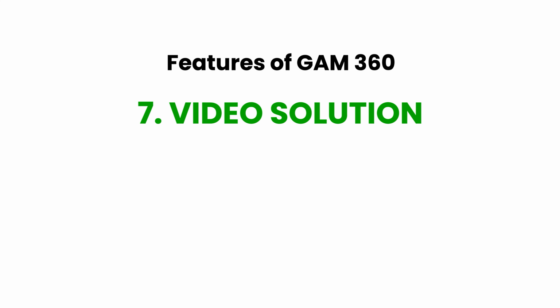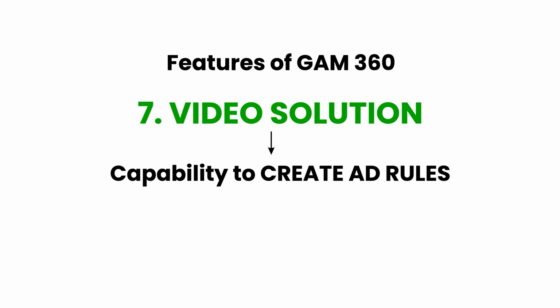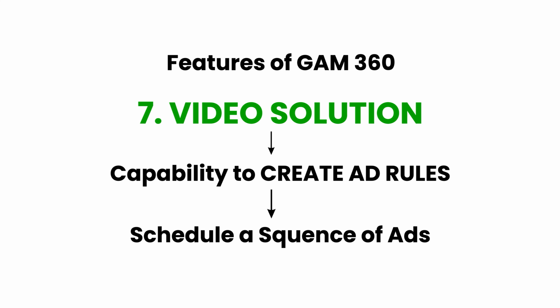You also get video solutions with GAM 360. With video solutions, you get the capability to create ad rules. With video ad rules, you can actually schedule a sequence of ads and group them into a pod and serve them in either a pre-roll, mid-roll, or post-roll.